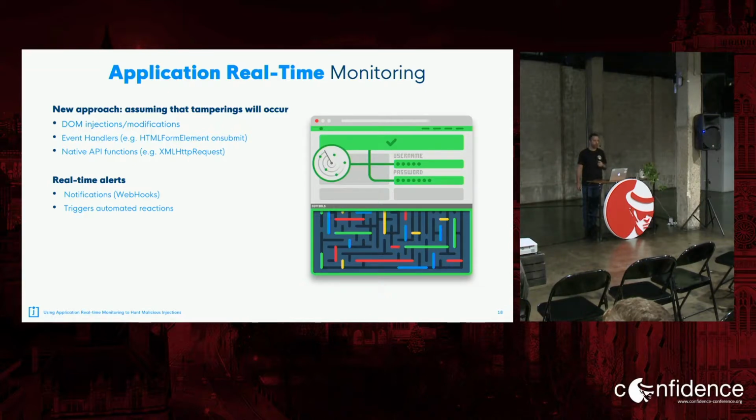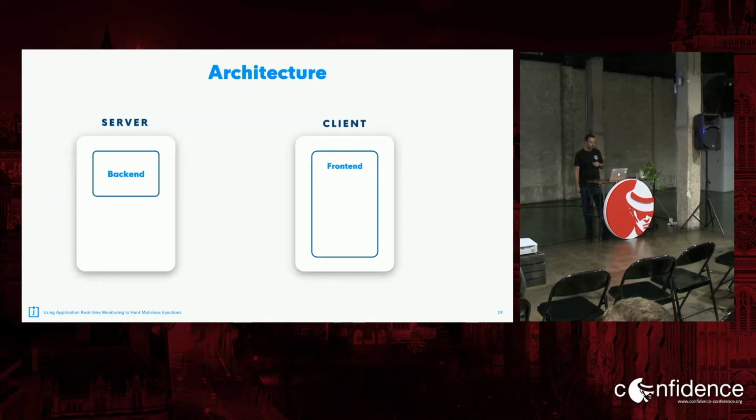Once we pick up something, we send out notifications, and those notifications are used to trigger automated reactions. I will show you in more detail in a bit. So this is the general architecture of the solution. We have the server and the client, and we have a client-side JavaScript agent. So this is one side of the solution. You need to somehow deliver this JavaScript agent to your website.